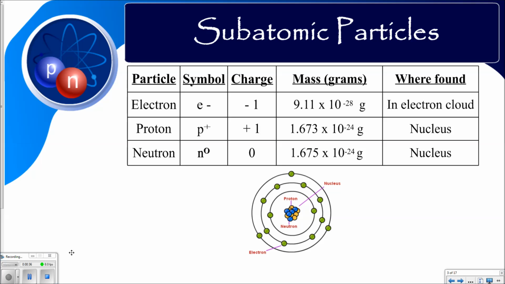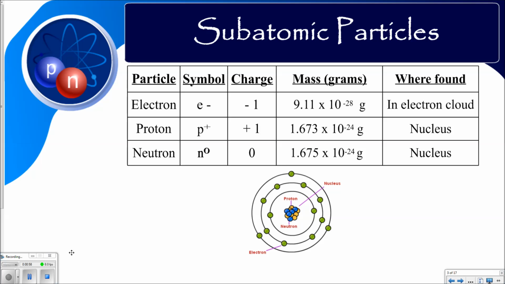There are some symbols that we use to abbreviate the particle whenever we don't want to write the whole thing out. So you may see me write E- for electron, P+ for proton, and N0 for neutron. These also show the charges of those particles. Electrons are -1, protons +1, and neutrons are neutral.